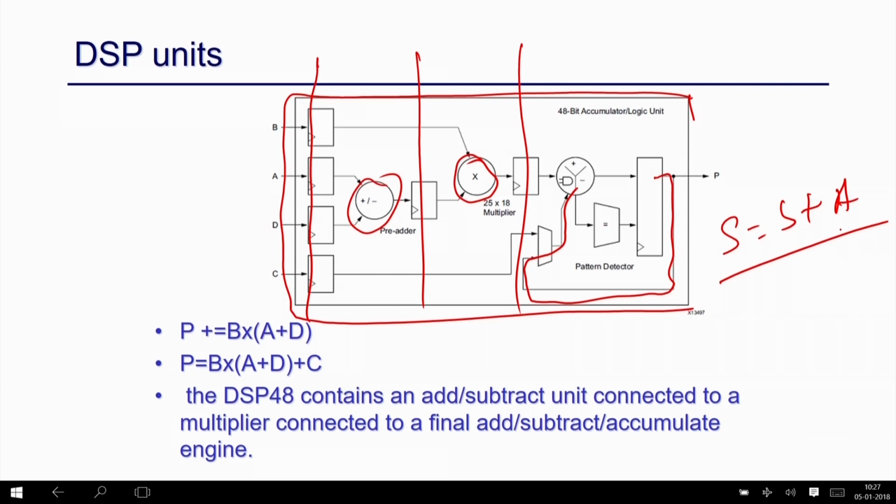So you can multiply and accumulate, MAC. So this is what is happening here. We can also do a post addition, so this can also come here and you can do a post addition.